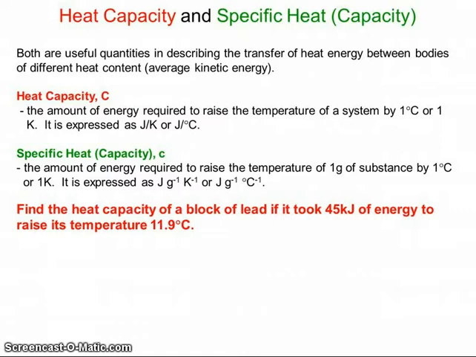First, we want to find the heat capacity of a block of lead if it took 45 kilojoules of energy to raise its temperature by 11.9 degrees. If we look up at what heat capacity is, it's energy to raise a certain temperature. So I'm going to calculate that the same way.